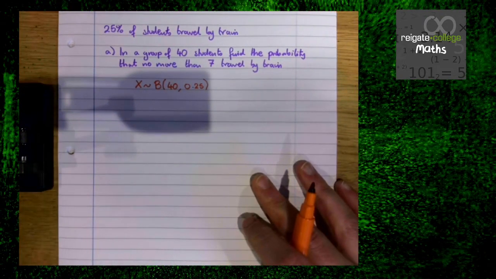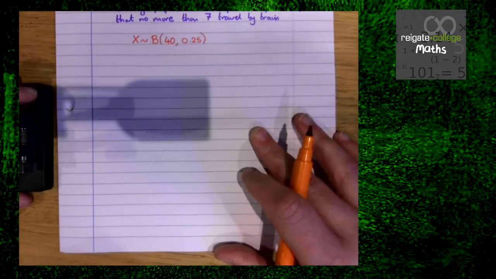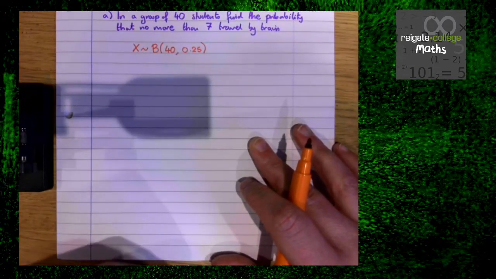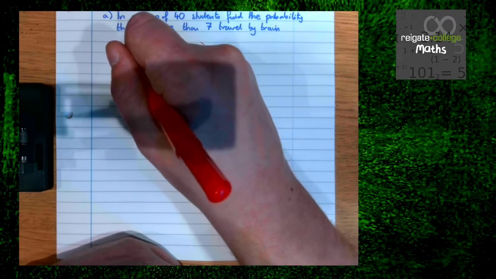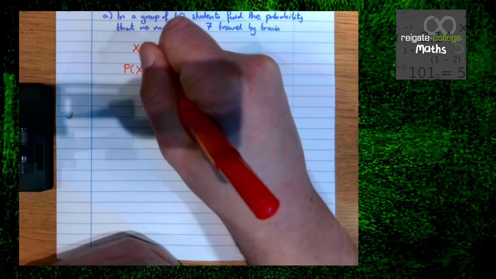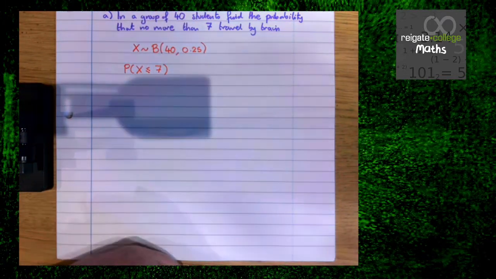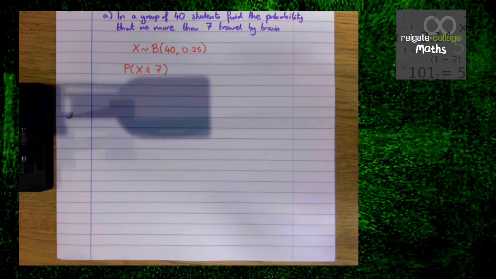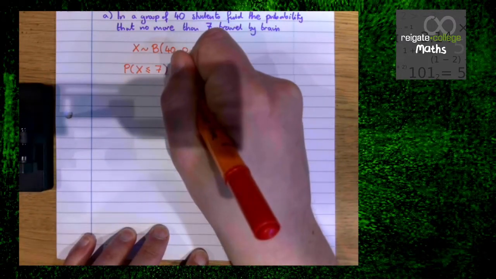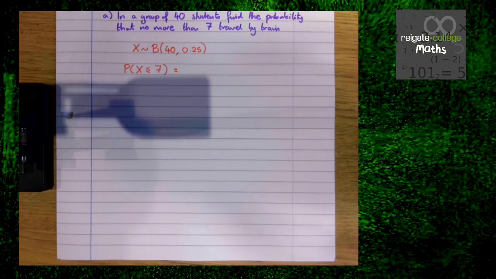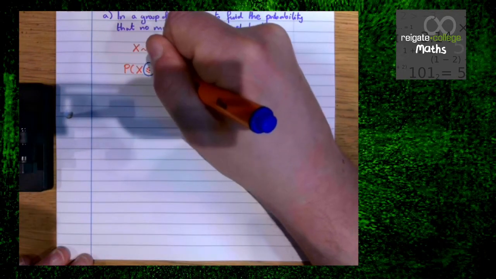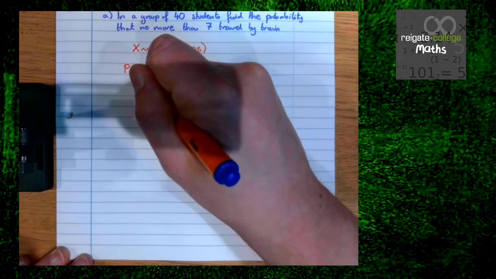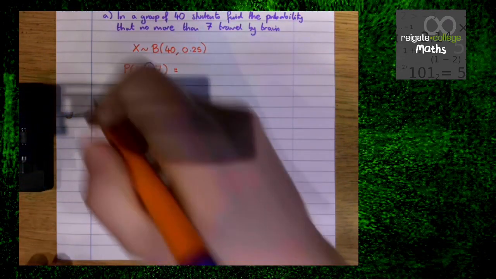So, what probability are we working out? Well, we want no more than 7 travel by train. So 7 or fewer travel by train. Now, because this is a less than or equal to, we can use the calculator straight away.